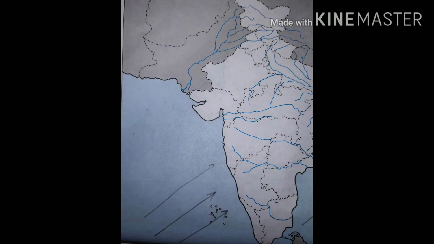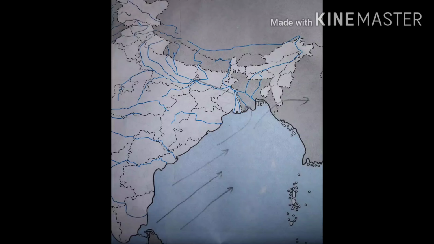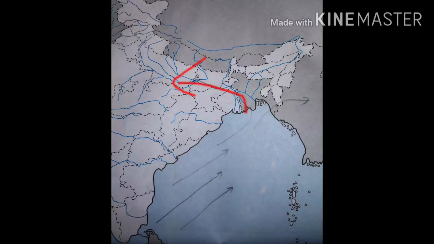And then the Bay of Bengal branch. You can see this Bay of Bengal branch first travels over the Bay of Bengal, and then it enters eastern India, and then it travels towards the western part of India. In this way, the Bay of Bengal branch of the southwest monsoon wind is present.